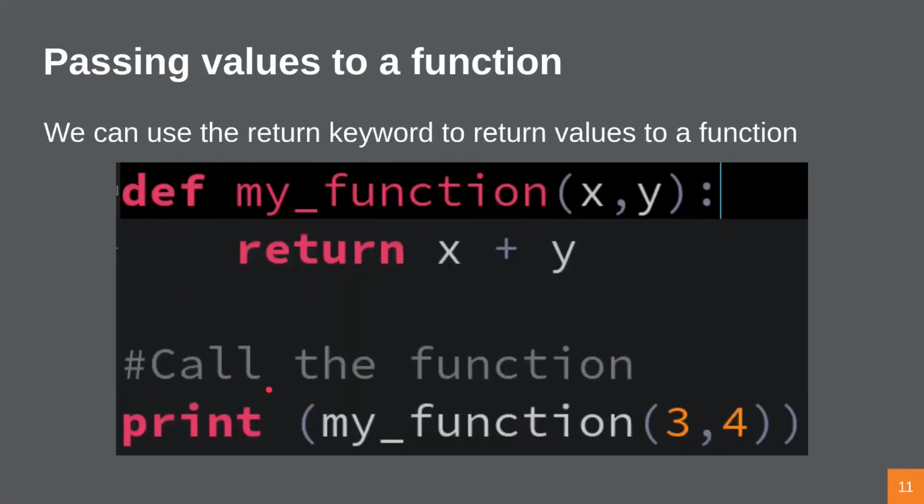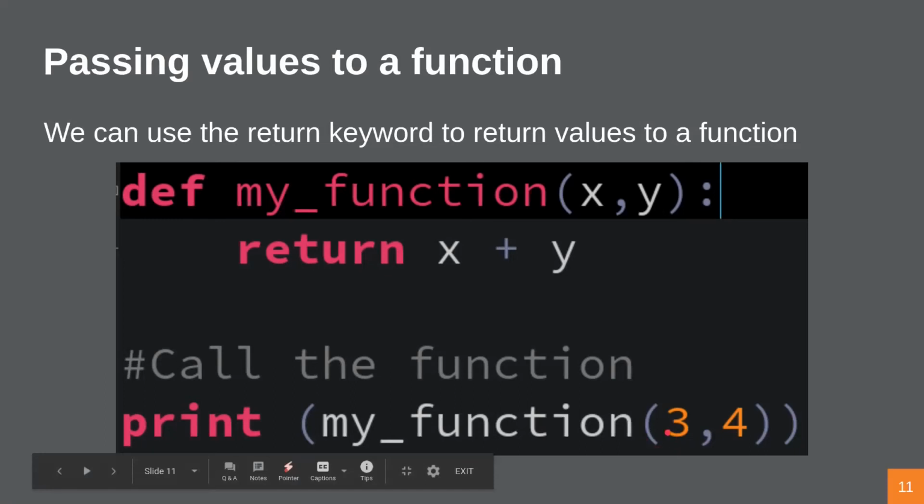Now, these two inside this function, my function, x and y, those are called the formal parameters of a function. So this function, my function, has two formal parameters, x and y. Okay. And there is a keyword we can use inside a function, return. So when we call this function, it's going to return the value of x plus y. Now, when we send values in to a function, those are known as arguments.